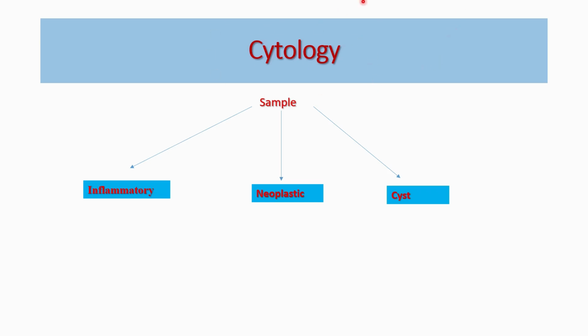Cytology involves the examination of cells collected from tissues or fluids. The result of cytology can generally fall into three categories. It can be either inflammatory, neoplastic, or cystic. Inflammatory results indicate the presence of infections or irritation, neoplastic results suggest abnormal or cancerous cell growth, and the cystic result indicates the presence of a fluid-filled sac or cavity.